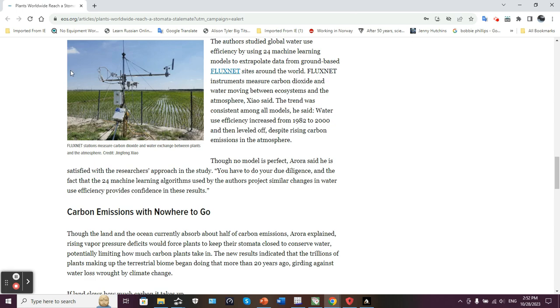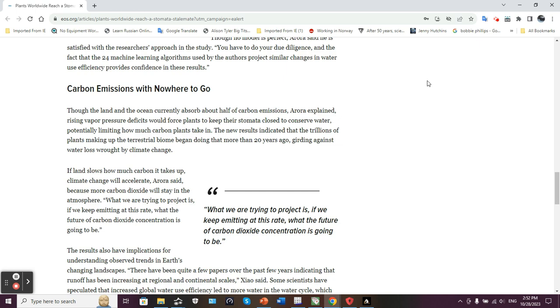This photo is an example of a FluxNet station. So it's measuring various parameters, takes the data, and puts it into the model. So carbon emissions, with nowhere to go.